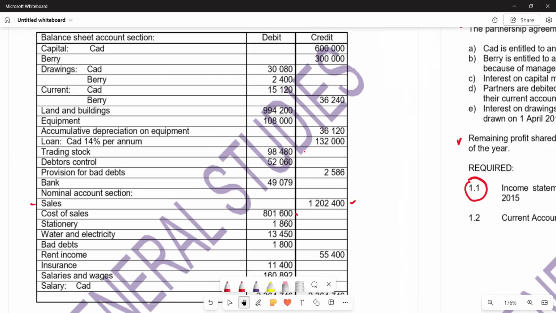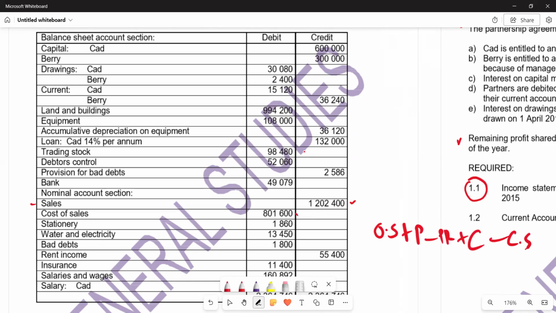Remember, in some questions, you might find that the figure for cost of sales is given as calculated, as it is in this question. Otherwise, you will need to apply the formula beneath the heading of cost of sales in the income statement, whereby you say your opening stock, you add your purchases. If there are returns, you subtract your purchase returns. If there are carriages, you add your carriages, and then you subtract your closing stock. Then you find your figure for cost of sales. In this case, it's already calculated, so we are going to deal with 801,600.